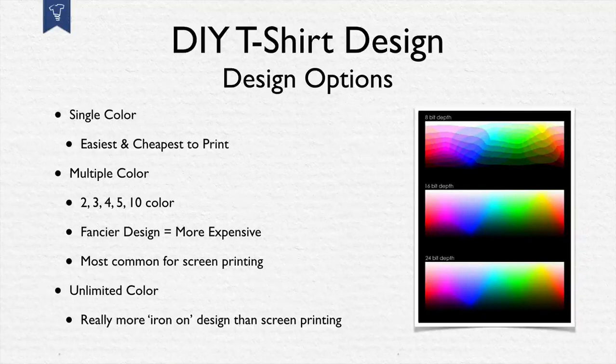Now, unlimited, on the other hand, is really more of an iron-on design than a screen printing design. What that means is you essentially take an image that you print out of your color laser printer or your color inkjet printer, so it has all the colors you can imagine, and then you just kind of tack it on the shirt. Instead of a screen printing, it's kind of an iron-on design. That's what that means. It's very difficult and very expensive to do an unlimited color screen printing shirt.